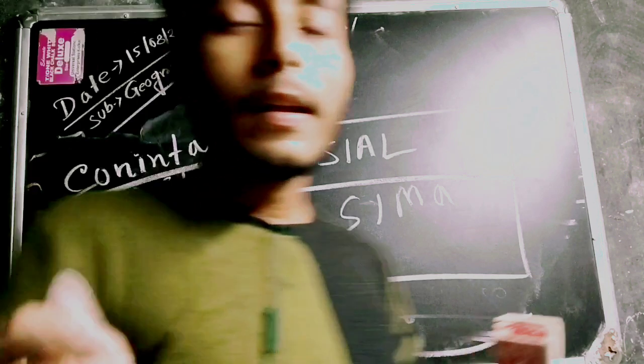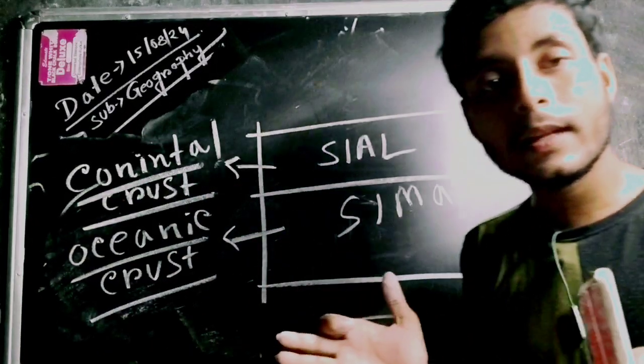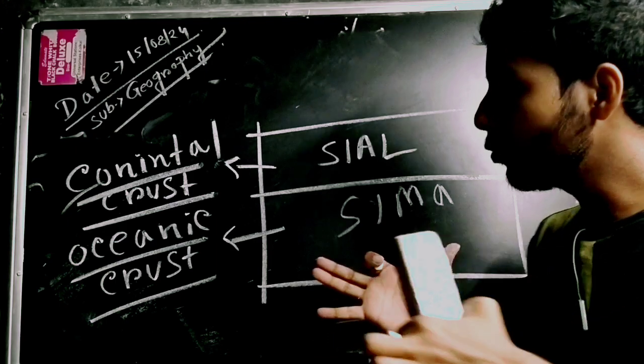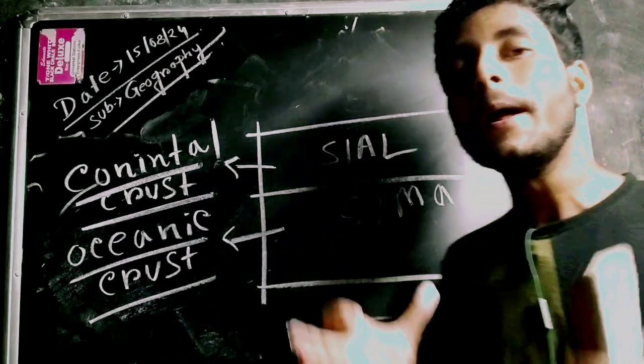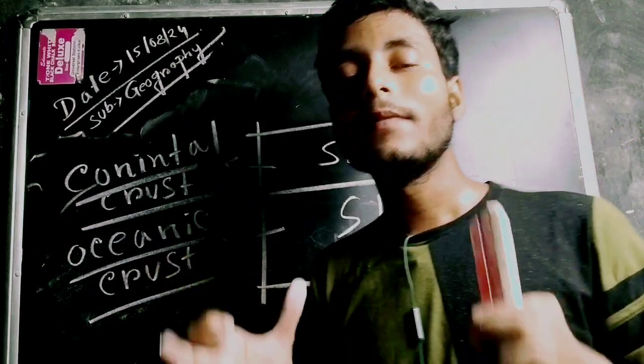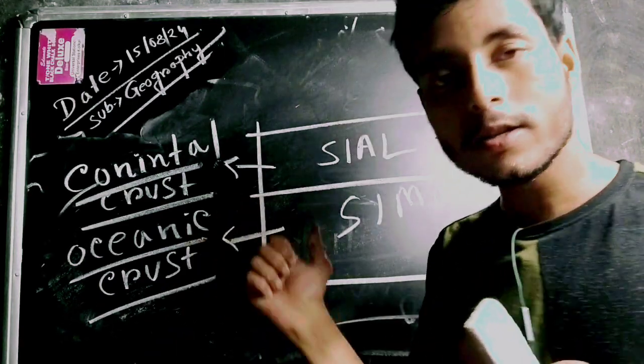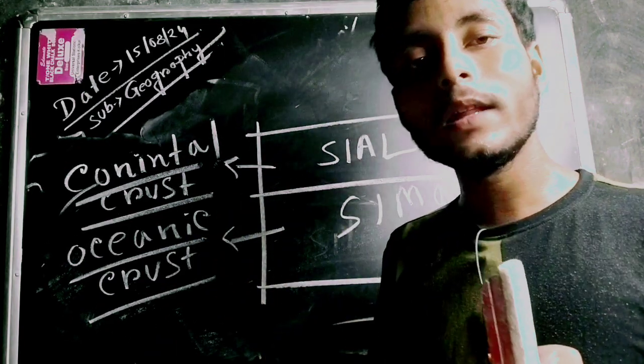Next day we will discuss the mantle portion, because we all know the interior part of the earth is divided into three parts. The first is the crust, the second is the mantle, and the third is the core.